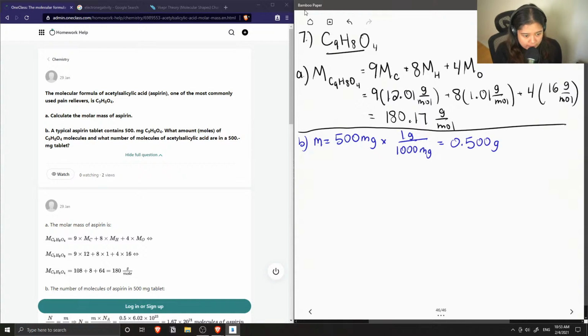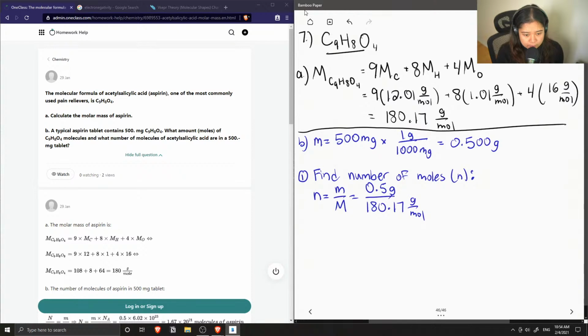Okay, so first we need to calculate the number of moles. We can do that using the equation where number of moles is equal to mass over molar mass. So our mass was 0.5 grams, and our molar mass is what we found in the previous step, 180.17 grams per mole. If we divide the two, we get 2.78 times 10 to the negative 3 moles.